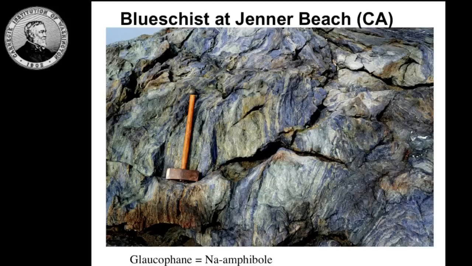Blue schists are one of our most beautiful rocks. If you're ever in wine country, follow the Russian River out to its mouth at Jenner, and there are some beautiful blue schists sitting there. Wonderful, if the weather's nice, to go take a look at them. The key blue mineral is glaucophane, which is a sodium-rich amphibole that gives it this distinctive color.